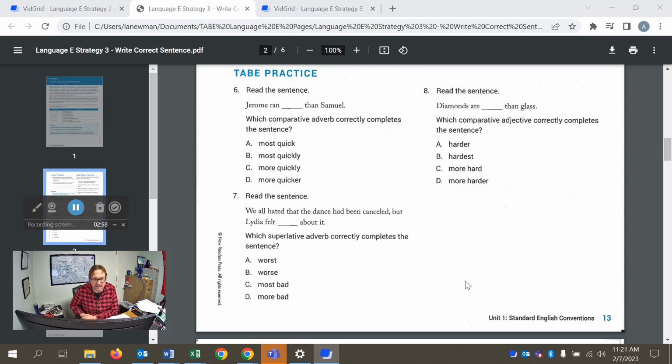Okay, 7 is A, worst. We all hated that the dance had been canceled, but Lydia felt the worst about it. We know we need to use the superlative because we're saying in this sentence that she's the one who felt most bad, the worst out of everyone. That's why we use superlative rather than comparative. That's why it's not worse, but rather worst. And 8 is A, diamonds are harder than glass. Pretty clear cut on that one.